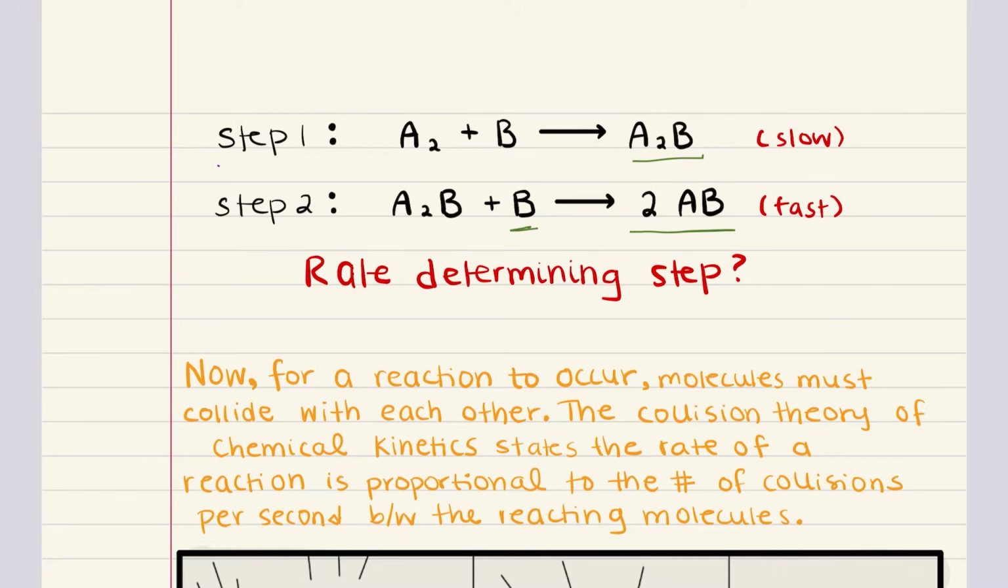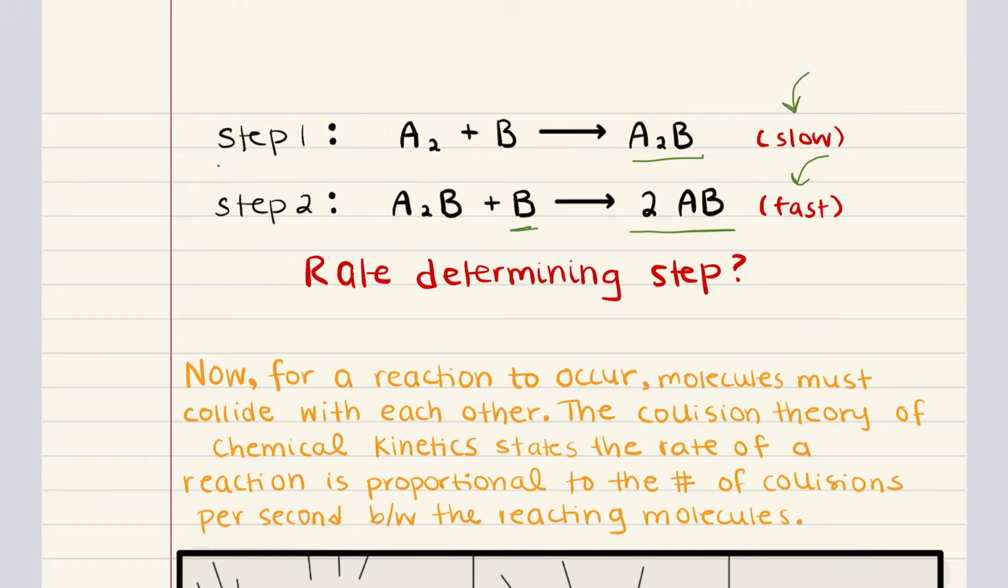You'll also notice that one step is labeled slow and the second step is labeled fast. So here, the first step is slower and thus determines the overall rate of the reaction. This slower step has a name. This is known as the rate determining step because it limits how fast the reaction can proceed.